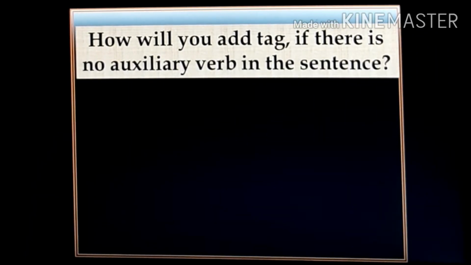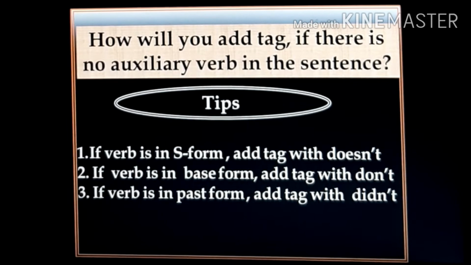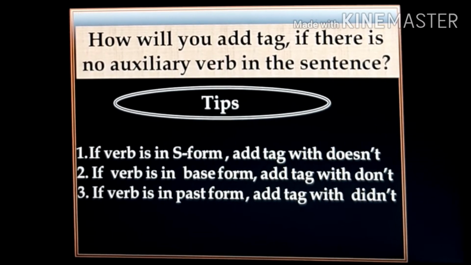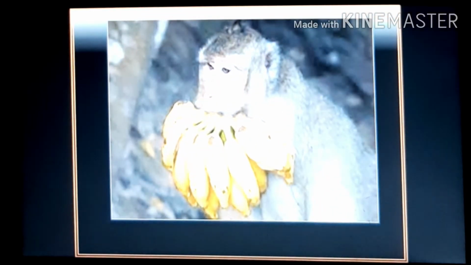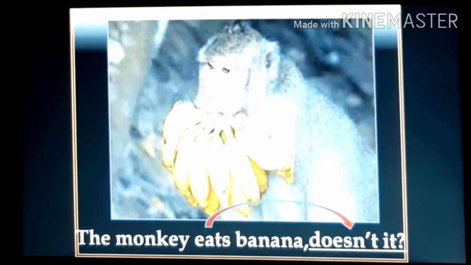How will you add tag if there is no auxiliary verb in the sentence? Let's learn. Here are some tips. If verb is in S form, add tag with doesn't. If verb is in base form, add tag with don't. If verb is in past form, add tag with didn't. For example, the monkey eats banana. Doesn't it? Here we find verb in S form, so we have used doesn't it.